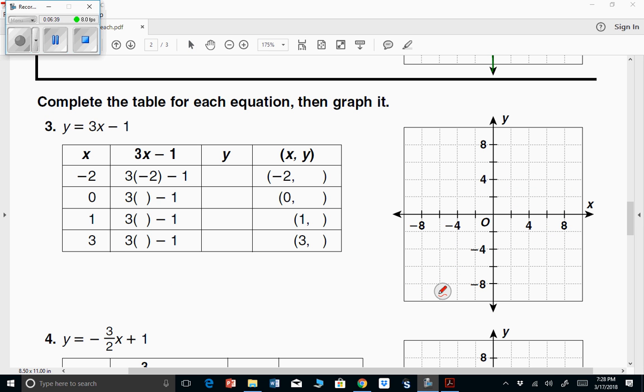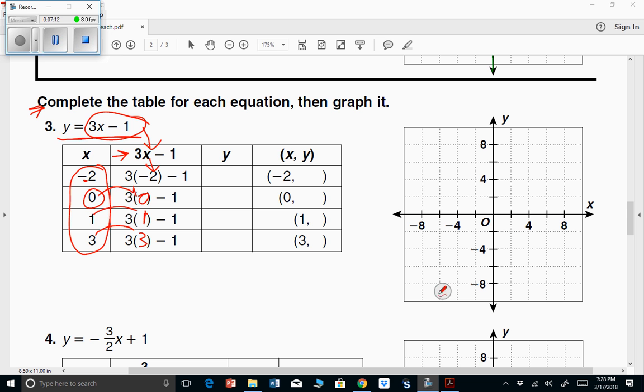Okay, now we're going to complete the table ourselves this time for this linear equation. You see how they took the 3x minus 1 and put it right there. They gave us some values to plug in for x. Since there's no fraction this time, anything will do pretty much. So we plug in the -2 in the place of x here. We're going to plug in 0 in the place of x there. The 1 goes there, and the 3 goes there.